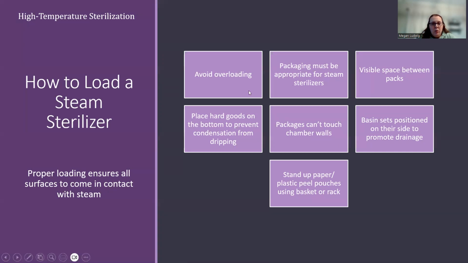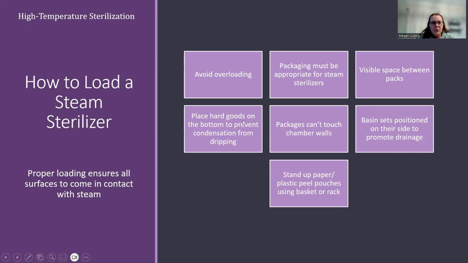So make sure that you're being very careful with how you load these, because you need the steam to come in contact with every surface. You can't have things right up against each other, which doesn't allow steam to pass between them. So you want to avoid overloading. You can't shove it full because you don't want to run another load, all right? The packaging or the wrapping must be appropriate for that sterilizer. If you accidentally used the wrapping for ETO, you may not be able to use it in a particular sterilizer. So be careful with what you're putting in there, right?